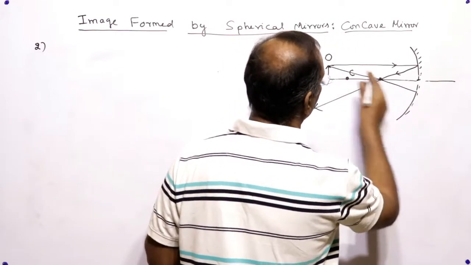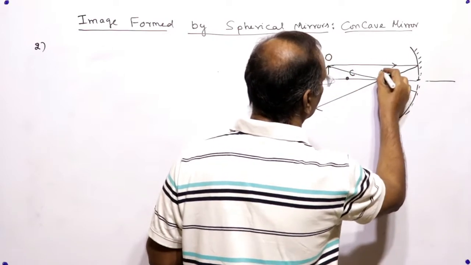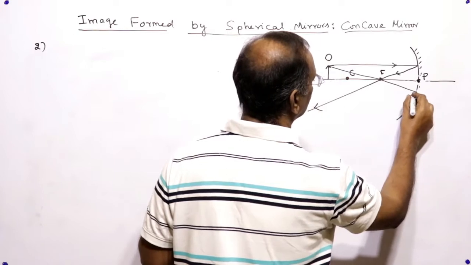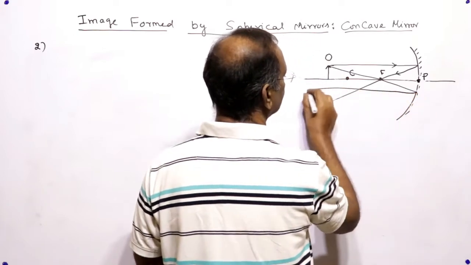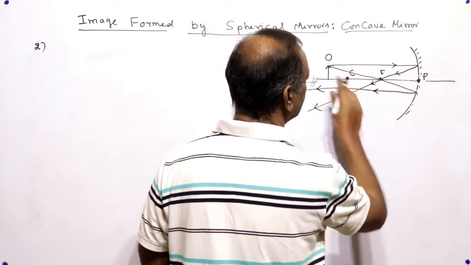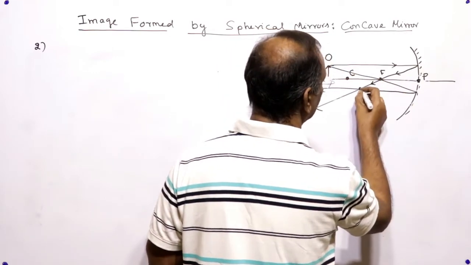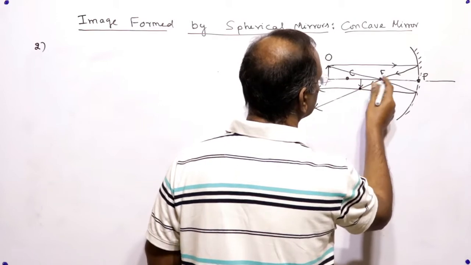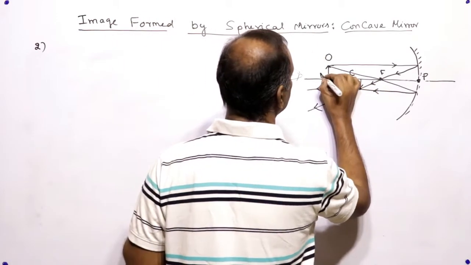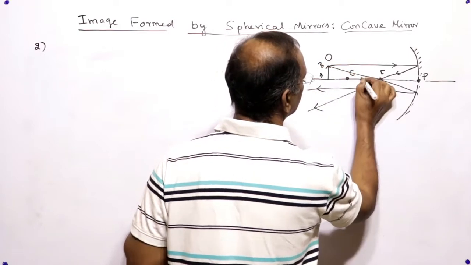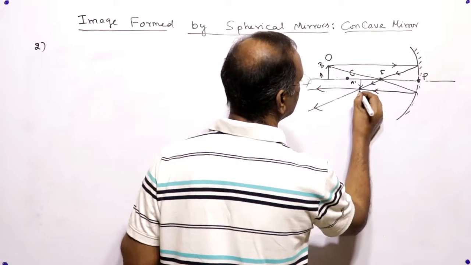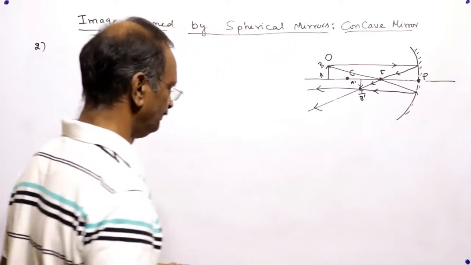After focus, any ray passing through the focus, this is the pole, will move like this. This ray is reflected like this, and this is the point of intersection. So these rays converge. It means the image is formed. This is A, B is the object. This is A dash, B dash. This is the image formed.